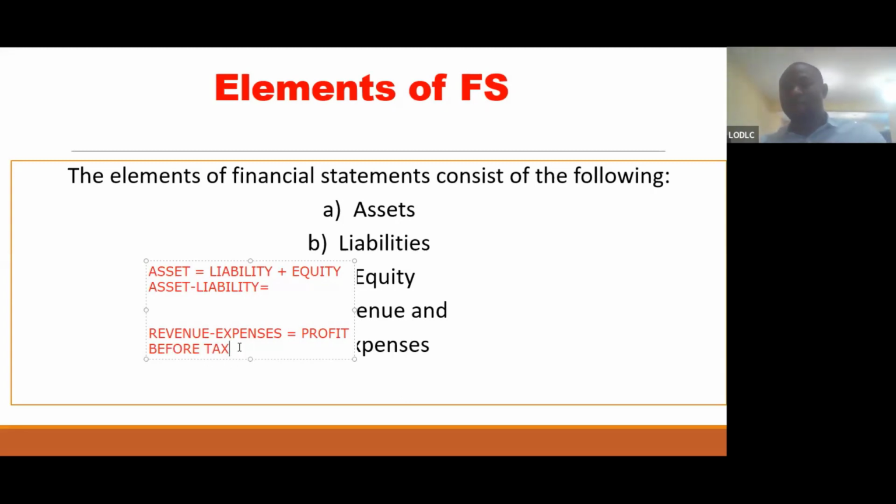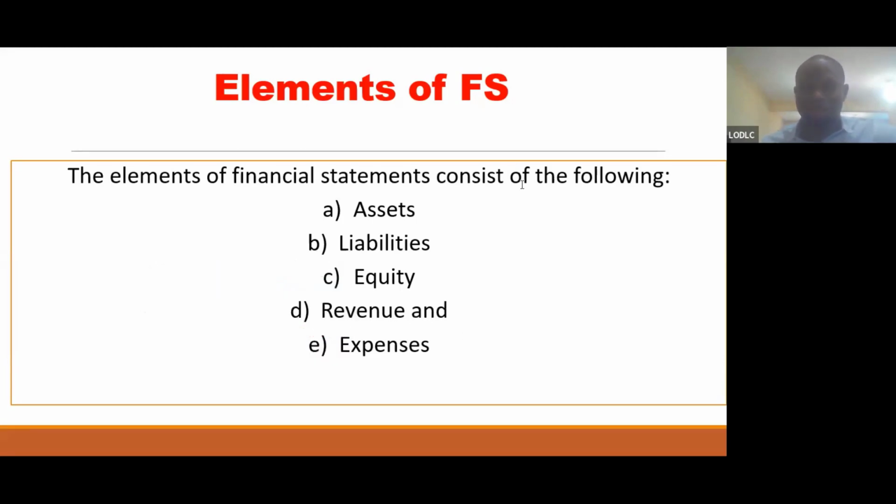The implication is that we have not included tax here. So immediately you include tax, it will now be your profit before tax less your tax. For corporate companies, 30%. So it will now be equals to profit after tax. So the two elements that can be found in the statement of profit or loss and other comprehensive income are just two, that is revenue and expenses, while the elements that can be found in the statement of financial position are three: assets, liability, and equity. So that is that about the elements of financial statements.